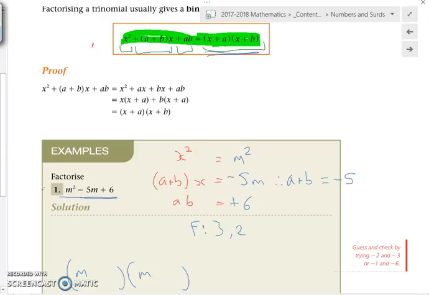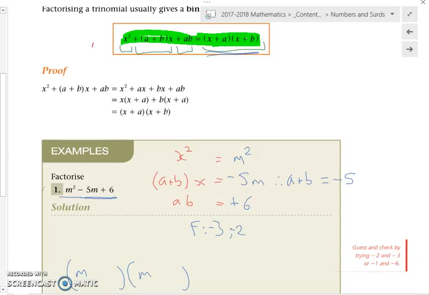Okay, now they have to multiply together to give you 6. They would do that, correct? But they have to add together to give you -5. So what do we do to them? Negative them. Make them negatives. -3 times -2 still gives you +6, because multiplying two negatives gives you a positive. And adding them together, -3 -2 gives you -5.